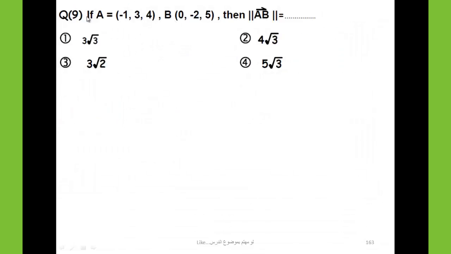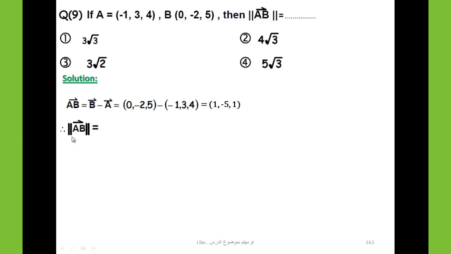Question 9. If A equals negative 1, 3 and 4, B is the point 0, negative 2 and 5, then the norm of vector AB equals one of these values. So first we have to calculate AB. AB equals B minus A, which equals 0, negative 2 and 5 minus negative 1, 3 and 4, which equals 0 minus negative 1 is positive 1, negative 2 minus 3 is negative 5, 5 minus 4 equals 1.